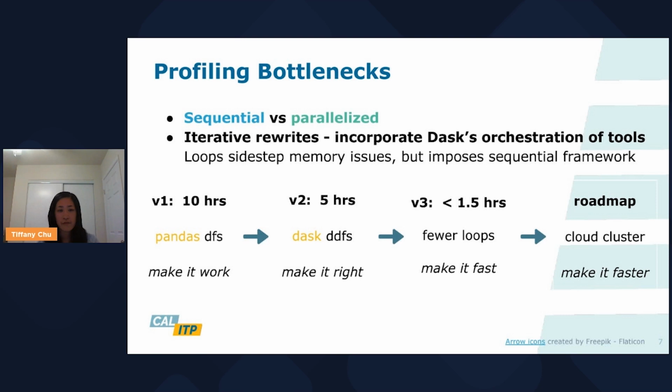Our version 1 was 10 hours. It just used pandas, but even simply switching over to Dask data frames helped us cut the time down in half. And then a later iteration really focused in on what things we're leaving sequential and how could we remove it. But it's very iterative. And so now on the horizon is, well, we've been doing this locally on our local cluster. Can we move it to the cloud cluster? And it makes sense now to set one up.